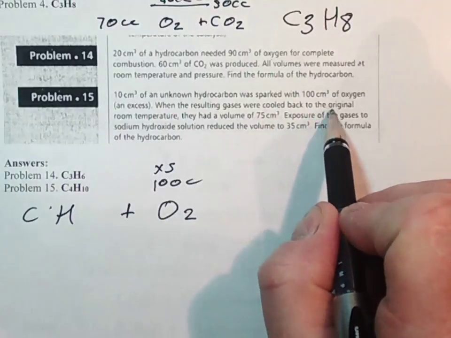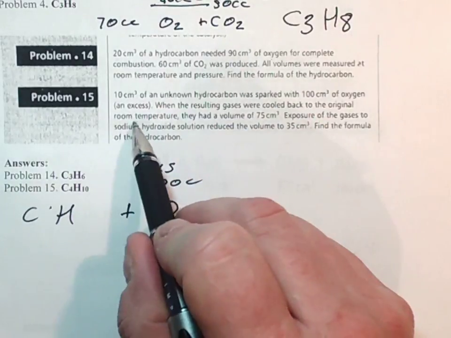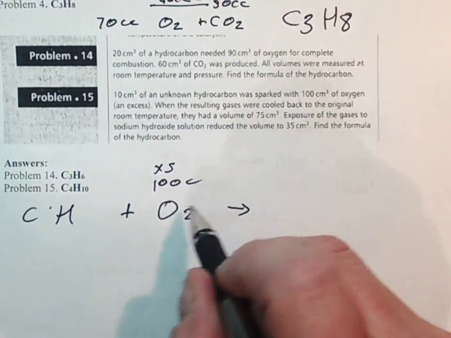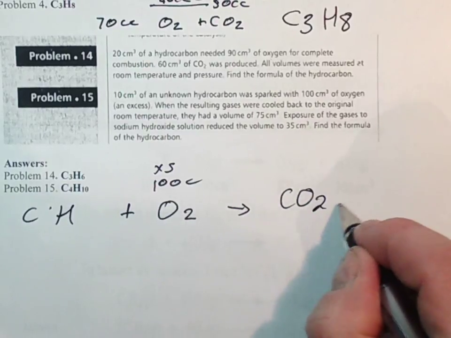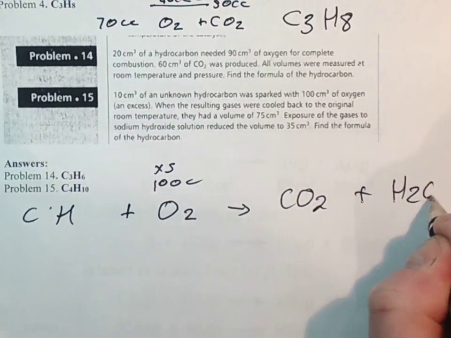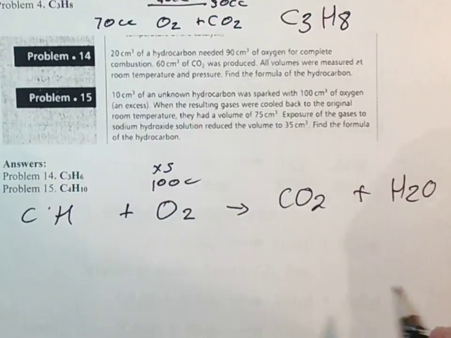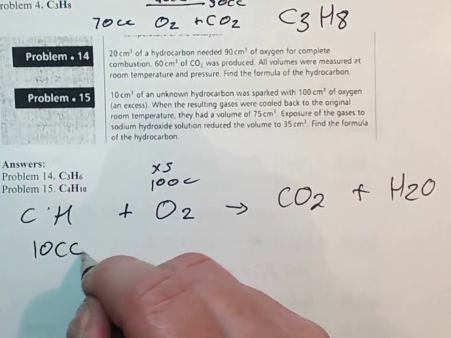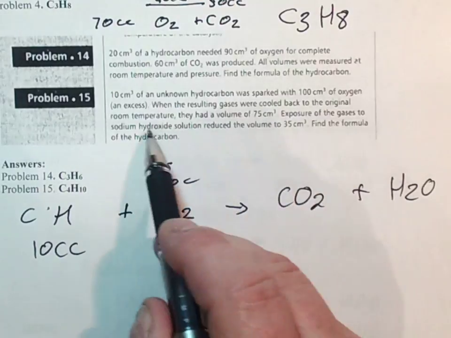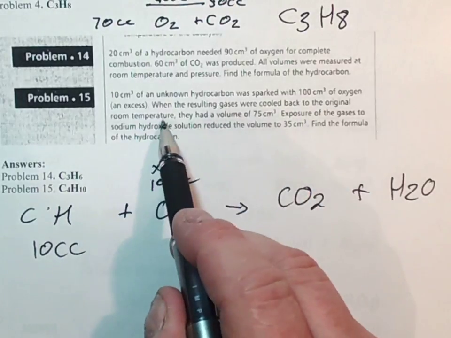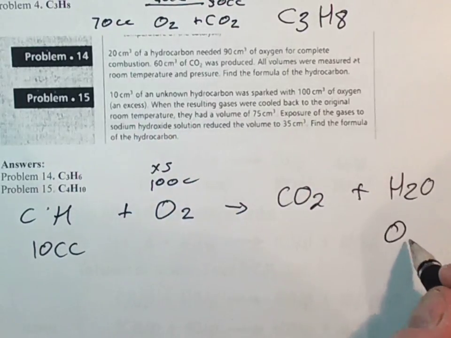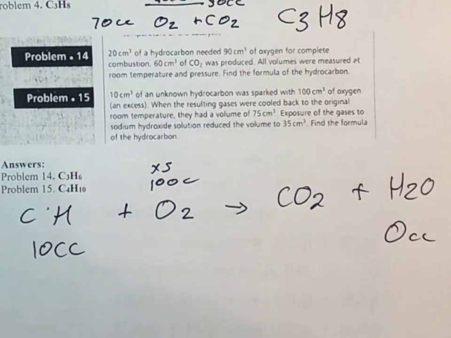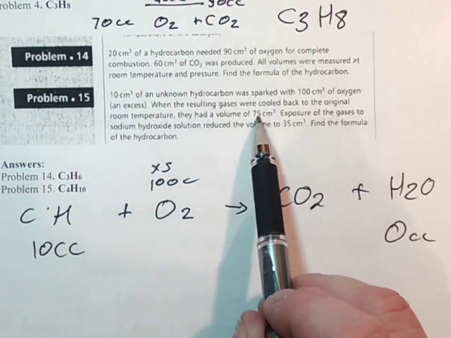The resulting gas is cooled to the original room temperature. So there's excess oxygen, so I'm going to get carbon dioxide and water as my products because it's complete combustion. Okay. Again, I'll put in what I have here, 10 cc's. When they were cooled back to the original room temperature, that tells me that water is not contributing to the volume, they had a volume of 75.